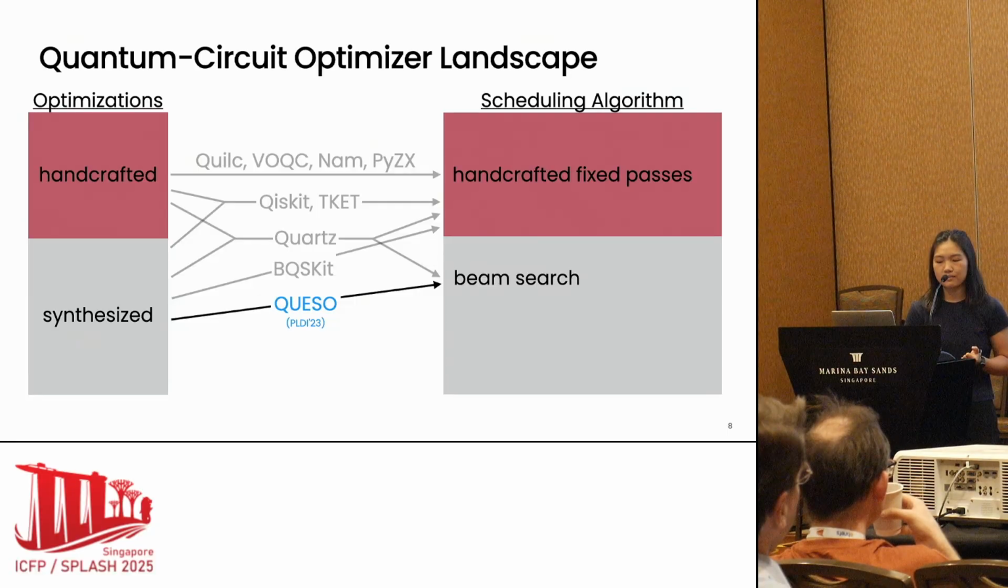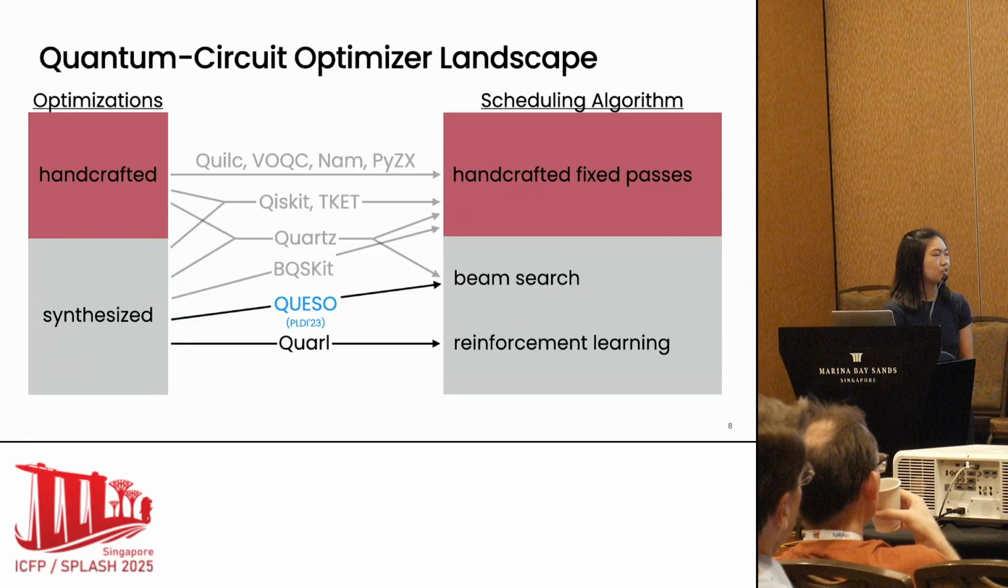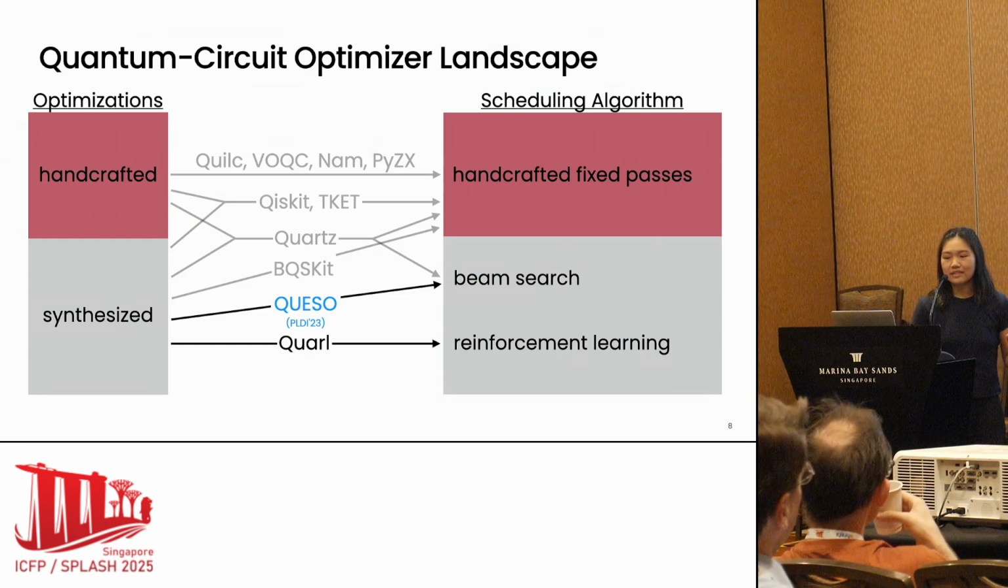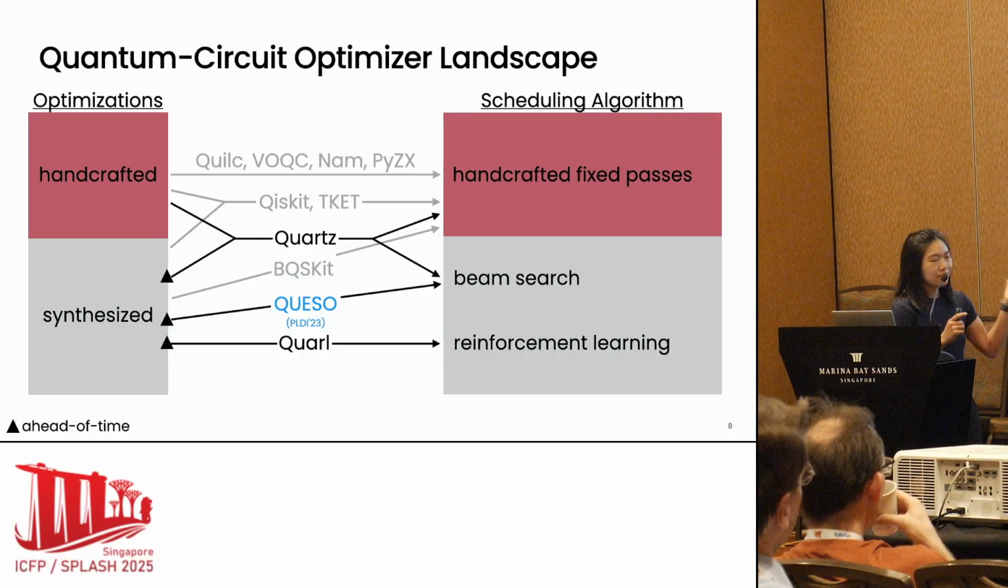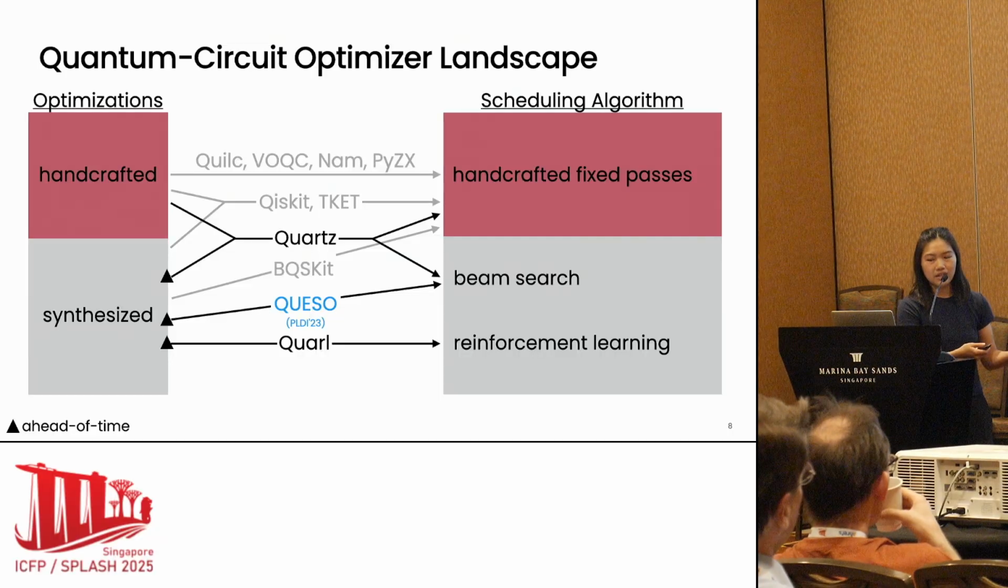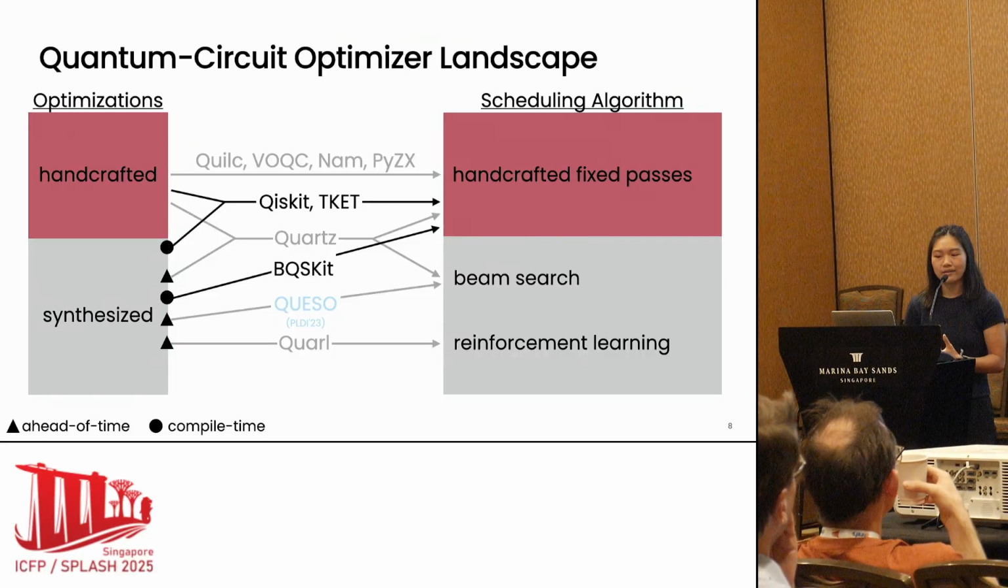And it does this by synthesizing some optimizations and doesn't really focus so much on the scheduling algorithm portion. So then there's a question of, what is the best scheduling algorithm given these optimizations that we synthesized? And there was some follow-up work that tried answering this with reinforcement learning. But then there's another distinction here, and it's the separation between optimizations that we're able to synthesize ahead of time, and then optimizations that we can synthesize while compiling a circuit.